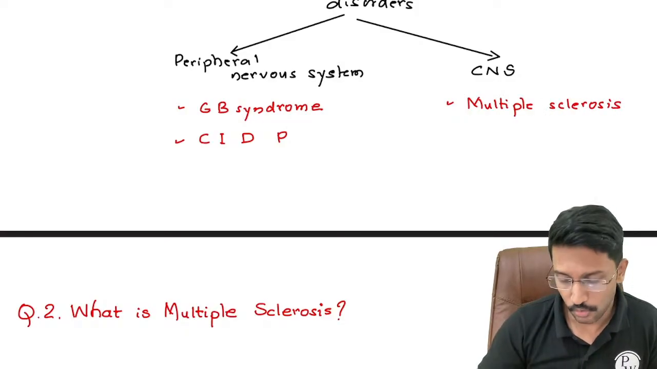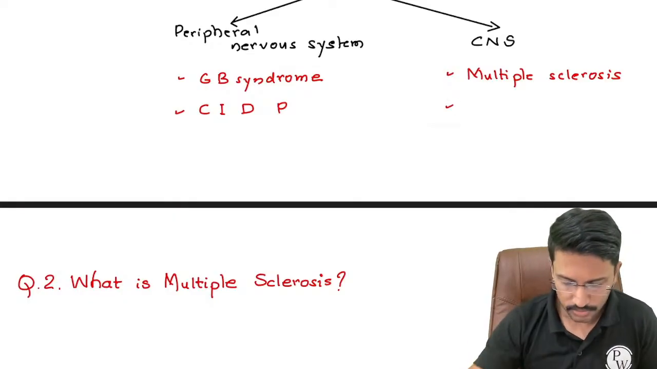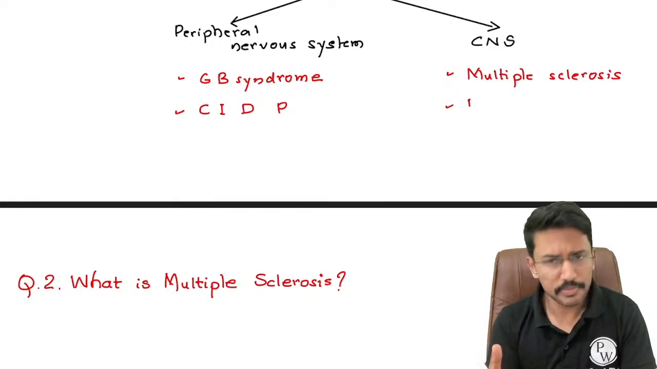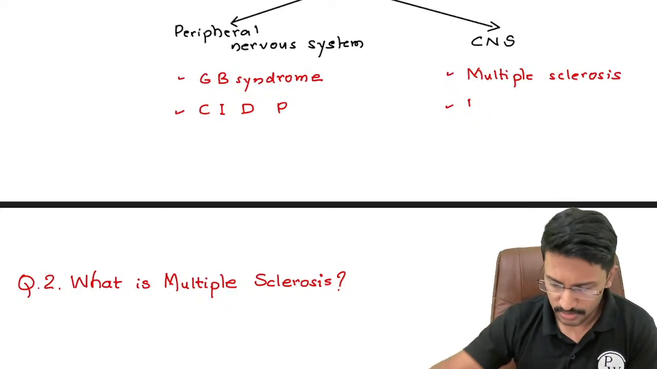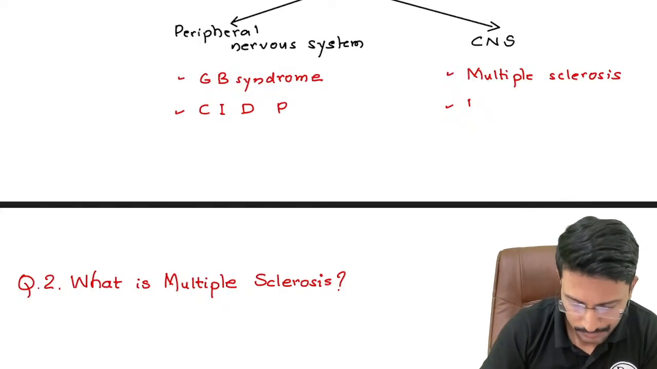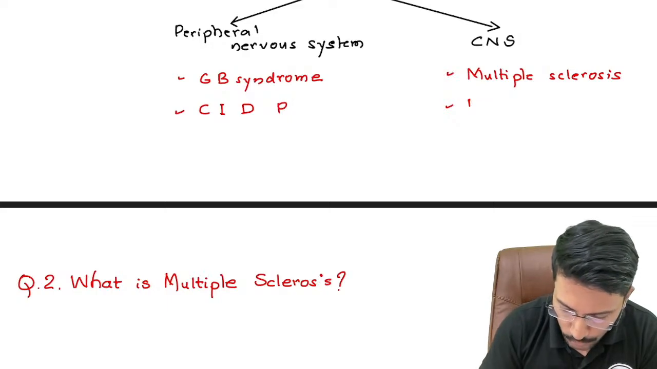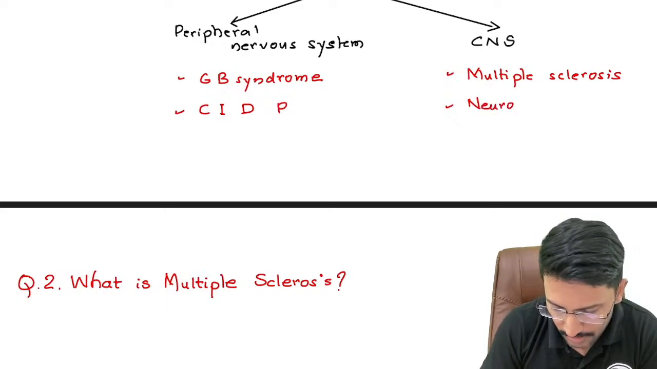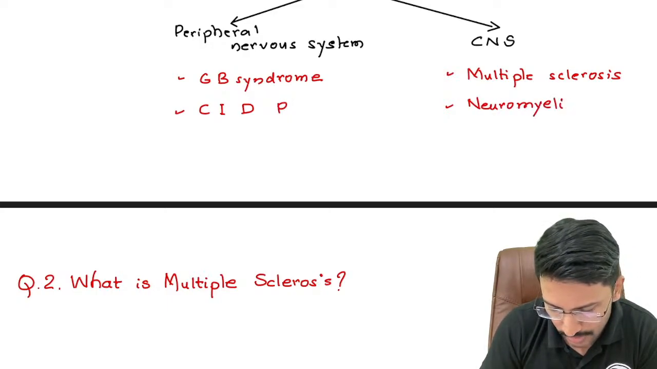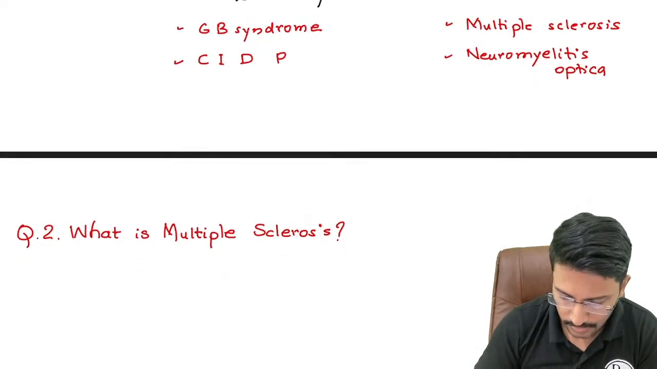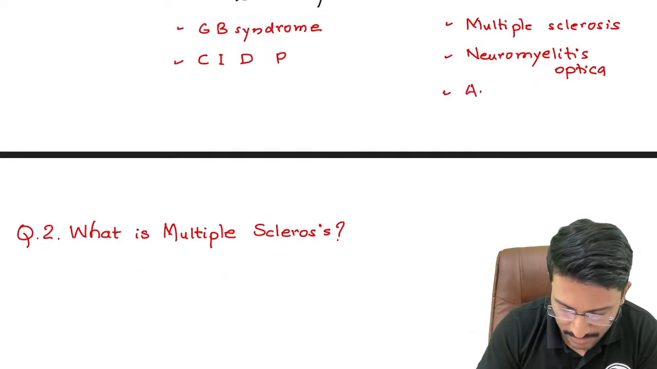Apart from multiple sclerosis, we have another disorder which is called transverse myelitis. We will discuss it as part of multiple sclerosis itself, but there are other causes. Apart from multiple sclerosis, you have something called neuromyelitis optica. Then you have something called anti-MOG disorder.